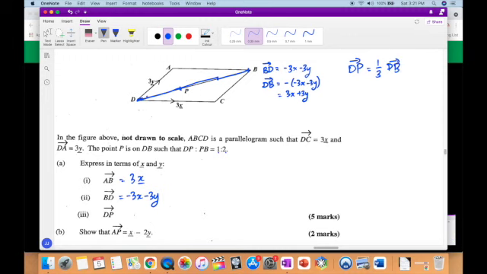So DP is 1/3 of the whole thing. So DP is 1/3 of 3x plus 3y. Therefore, DP is simply x plus y. So DP here is x plus y.